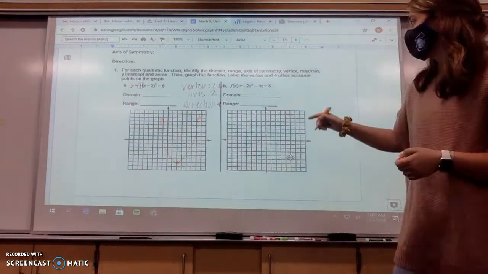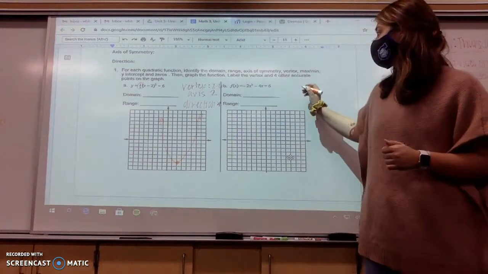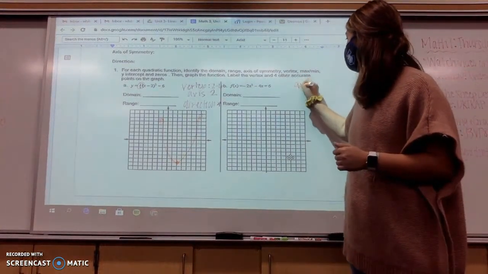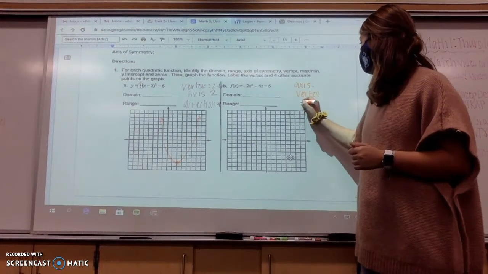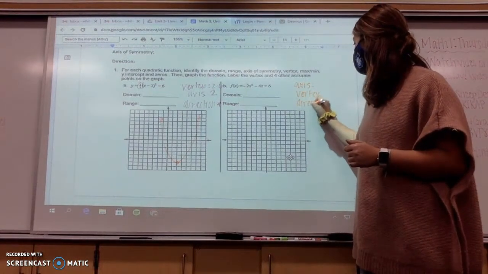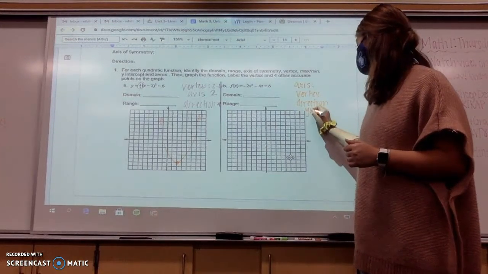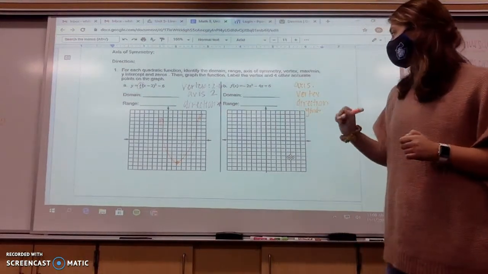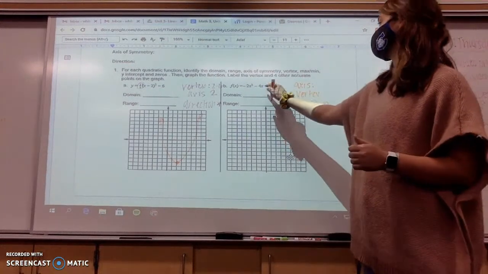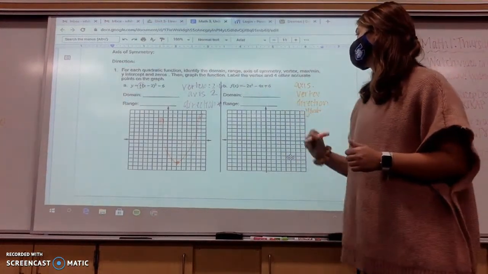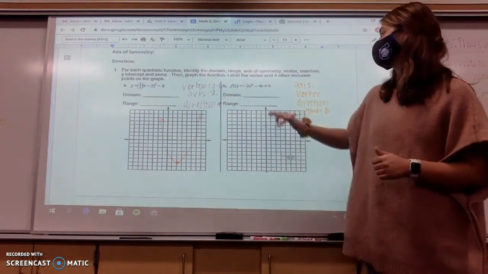Okay? This one over here, to solve this one, we need to know our axis of symmetry, our vertex, our direction, and our y-intercept. Okay? The easiest one to find is our y-intercept. This must be an addition sign. That looks like an addition sign. Okay? Our y-intercept is actually 6 over here, because that's our c value.